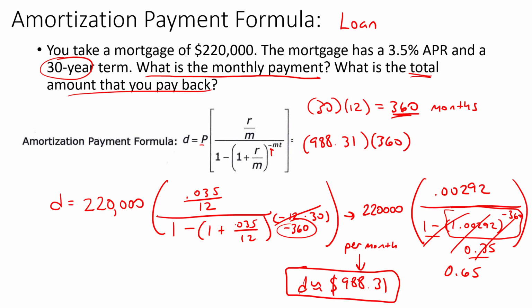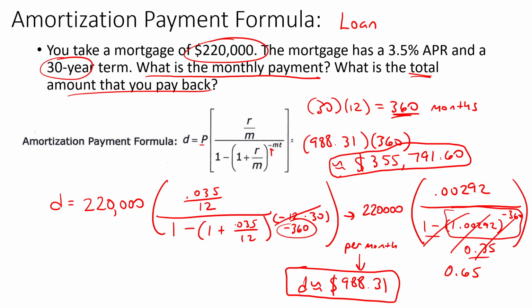Okay, so let me do that. And we get about $355,791.60. So the unfortunate reality of loans is you borrow $220,000, but you pay back a significantly larger amount of money than that. And that's the effective interest. So the total amount should always be bigger than the amount you borrowed. And if it's not, you did something wrong.